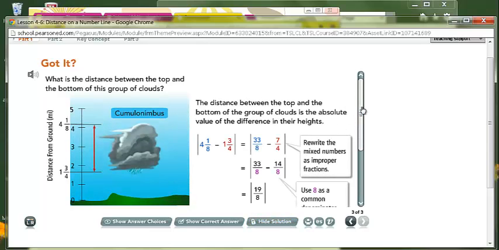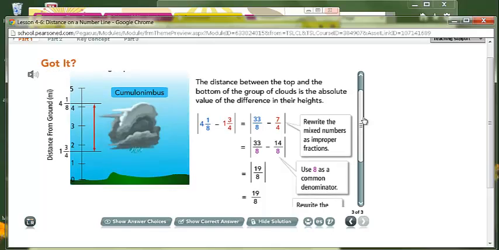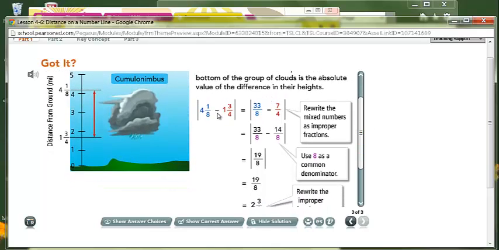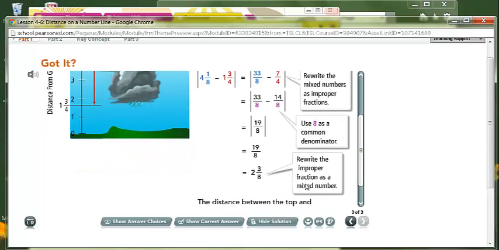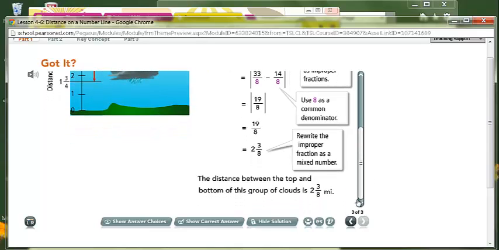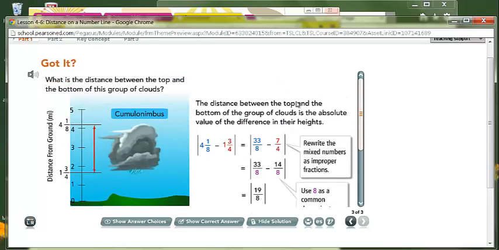Okay, thank you for coming back. The distance between the top and the bottom of this cloud, or these groups of clouds, would be 4 and 1/8 subtracting 1 and 3/4. We're going to have to write them as mixed numbers and give them a common denominator. And when we do that, we'll find that it's 19/8. Or we can rewrite that as a mixed number, and it's 2 and 3/8, which means the distance between the top and the bottom is 2 and 3/8 of a mile. Okay, let's go ahead and go to part 2 of our examples.